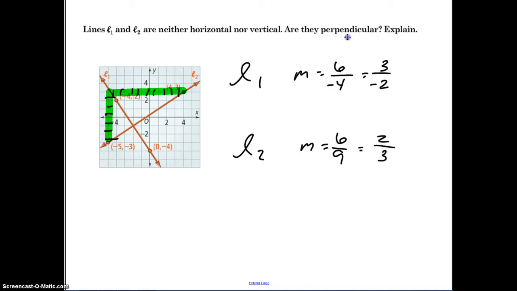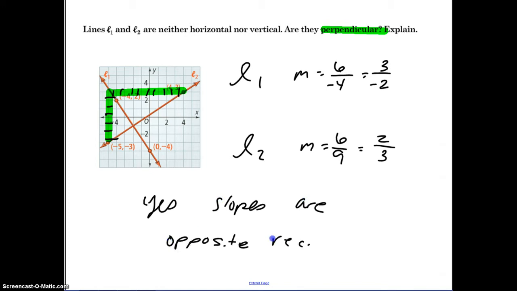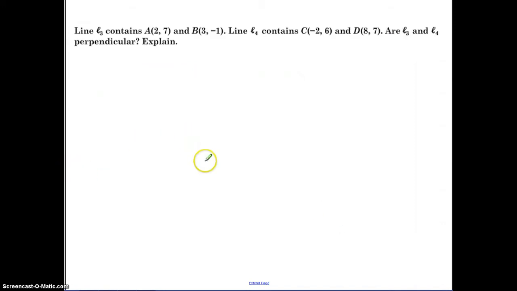And now my question is, are these perpendicular? Well, in order to be perpendicular, the slopes have to be opposite reciprocals. And they are. So yes, the slopes are opposite reciprocals. Okay? Now, let's look at this one, and can we do our slopes from our points again?